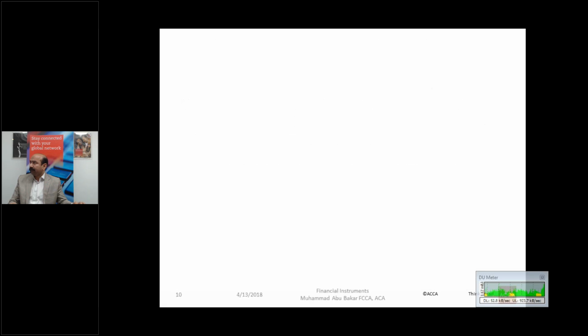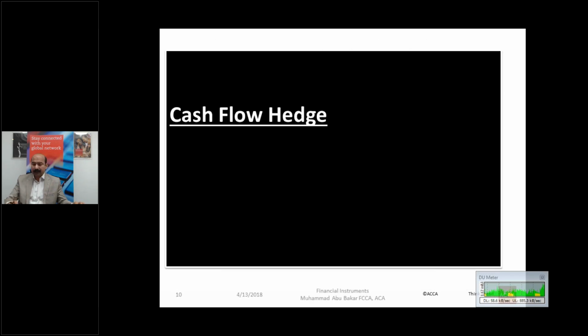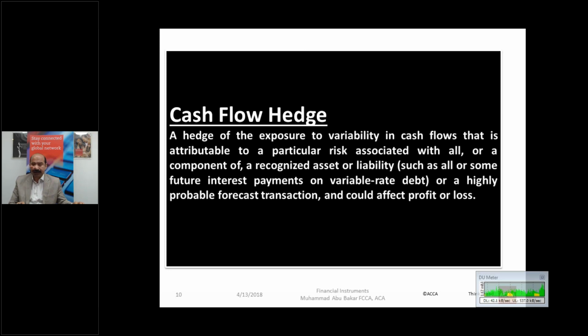So this was the accounting of the fair value hedge. Now comes the cash flow hedge. Cash flow hedge, a hedge of the exposure to variability in cash flows that is attributable to a particular risk associated with all or a component of a recognized asset or liability, such as all or some future interest payments on variable rate debt, or a highly probable forecast transaction, but could affect profit or loss.